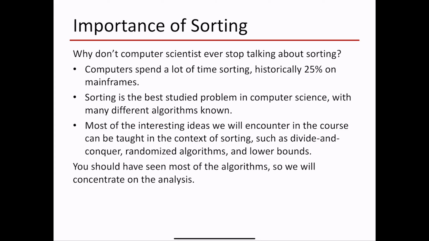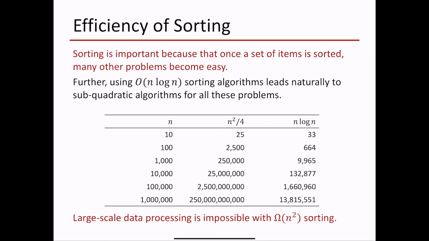And most of the interesting ideas we will encounter in the course can be taught in the context of sorting, such as divide and conquer, which we sometimes call divide and rule, randomized algorithms and lower bound analysis. We should have all seen these algorithms, so we'll concentrate on the analysis. So, efficiency of sorting. Sorting is important because once a set of items is sorted, many other operations become very easy.